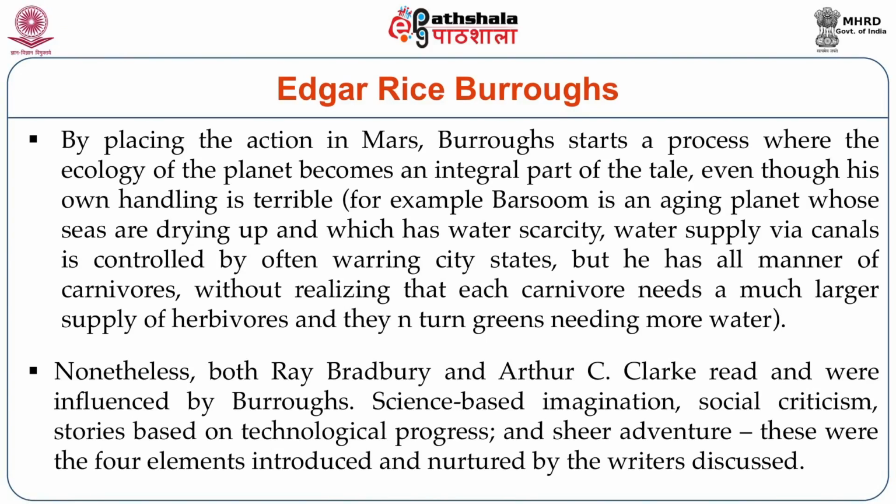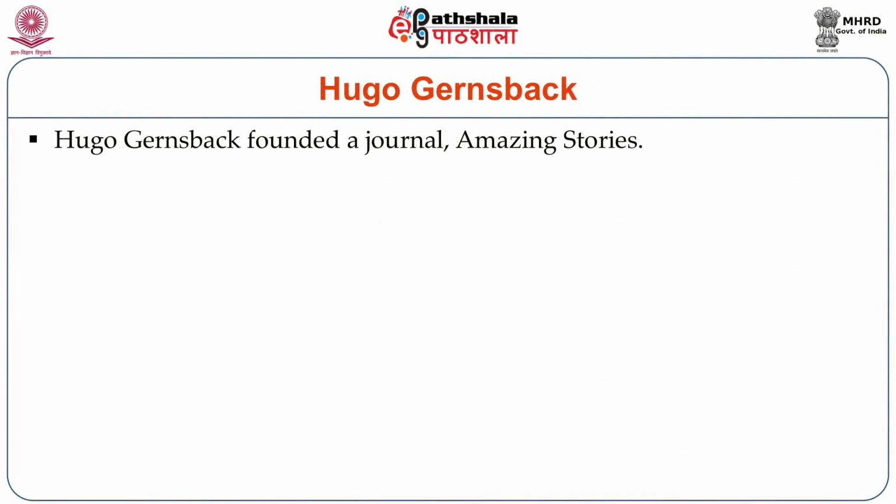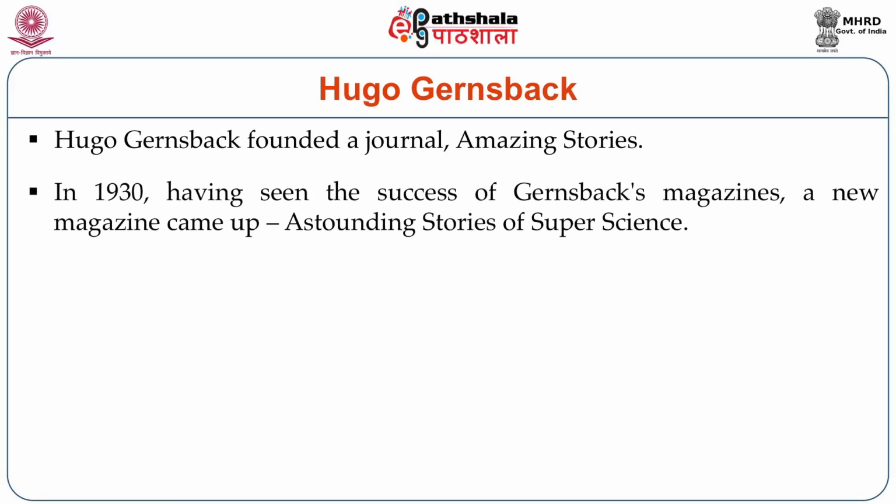Science-based imagination, social criticism, stories based on technological progress and sheer adventure: these were the four elements introduced and nurtured by the writers we have discussed so far. It's at this point that we come back to Hugo Gernsback, who founded a journal, Amazing Stories. In 1930, having seen the success of Gernsback's magazines, a new magazine came up named Astounding Stories of Super Science. Generally, it was simply called The Astounding.